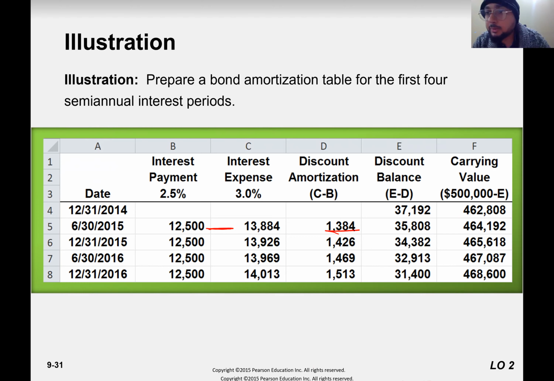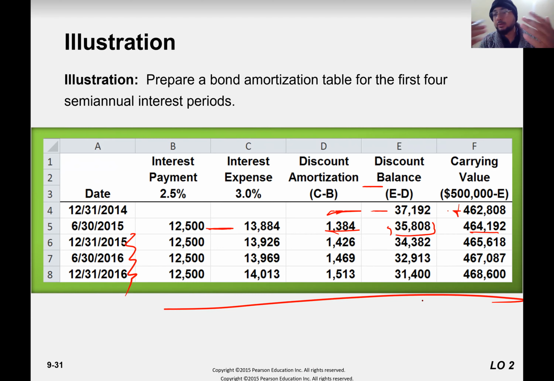So this is the value that you need to decrease from the balance. So if you subtract 1,384 from 37,192, the answer is going to be 35,808. And this amortized value you add to the carrying value. So the answer is going to be 464,192. And the rest is just for your homework to find out whether I'm telling the truth or not. So this is how you calculate that one.